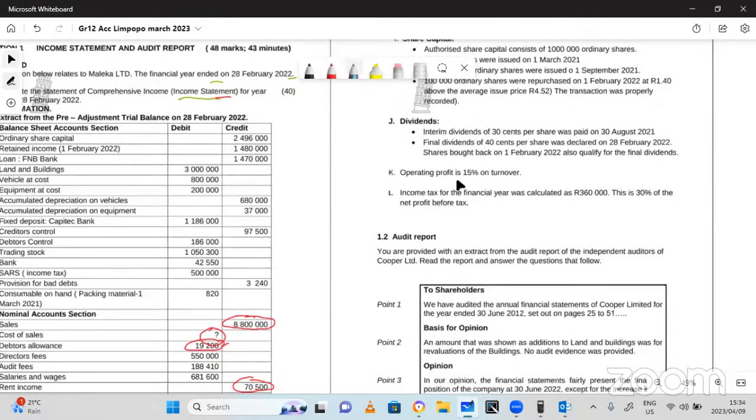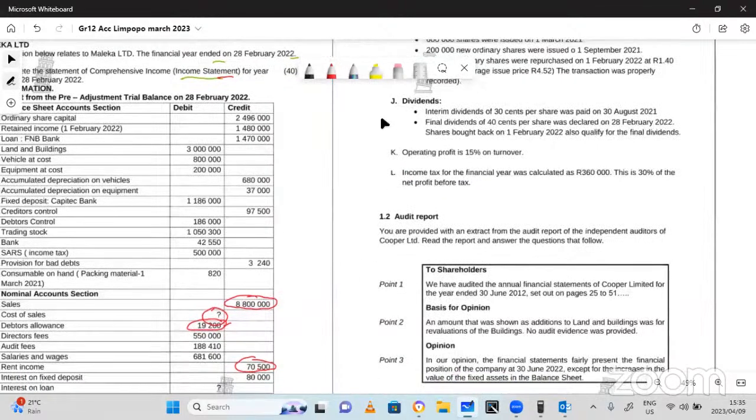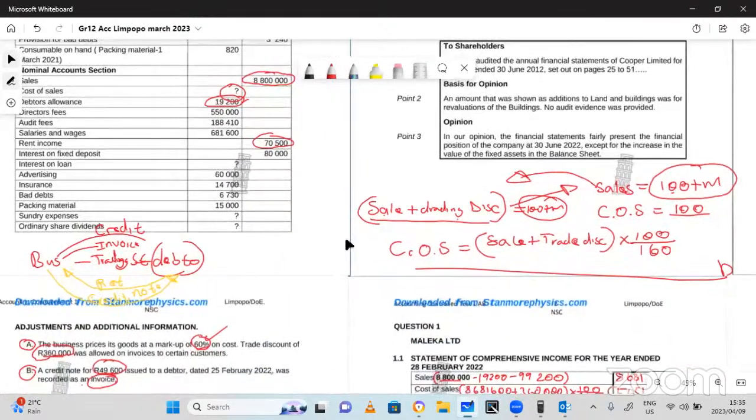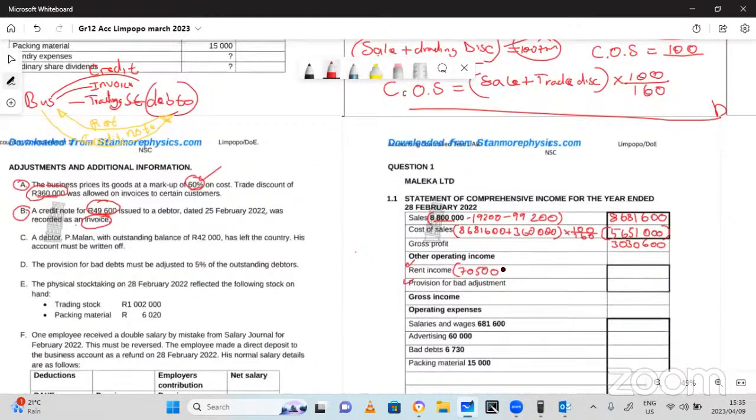Maybe we might as well start with this one after we are done with our other operating income. So please, I would like for us to deal with this one. Okay, income tax, not rent again. So there's no transaction with respect to rent. That means you close your bracket and take your rent as it is, which will be 70,500. It's a relief for many of you.